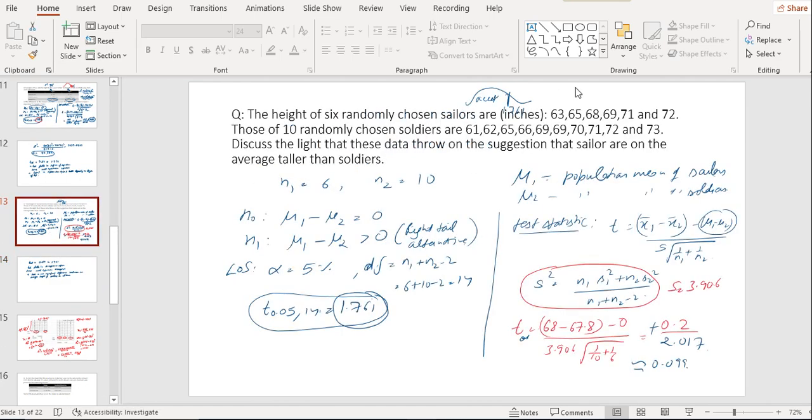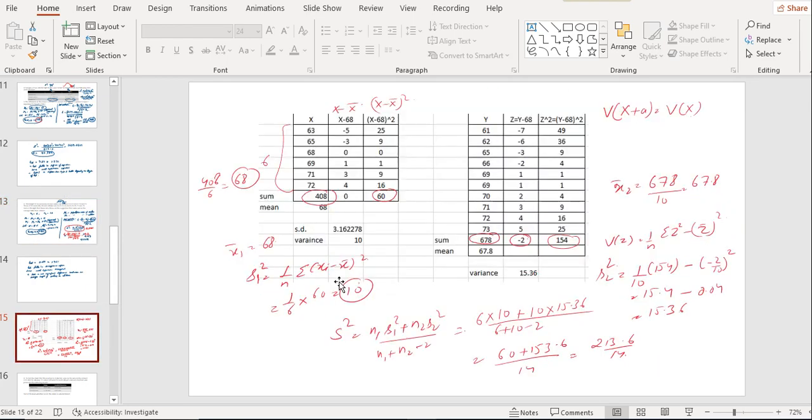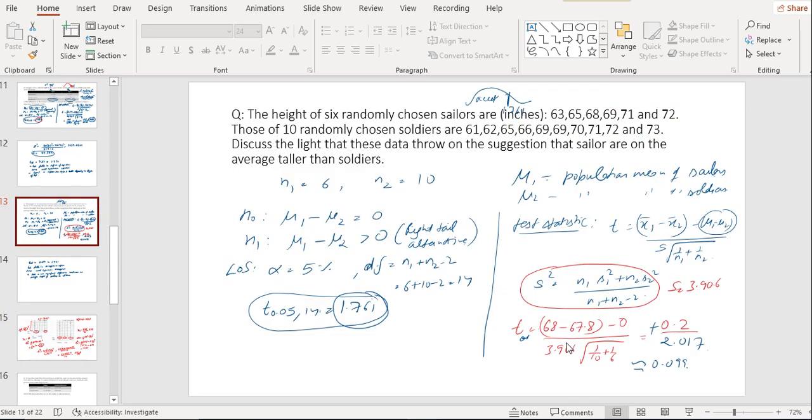So in this case we are again given data. Firstly, with the help of the data, we have calculated the mean and sample variance of both, and then with the help of that we have calculated the pooled sample variance. Substituting this value in the formula of the test statistic, we get the calculated value of t, compare it with the tabulated value, and because the value falls in the acceptance region, the null hypothesis is accepted.